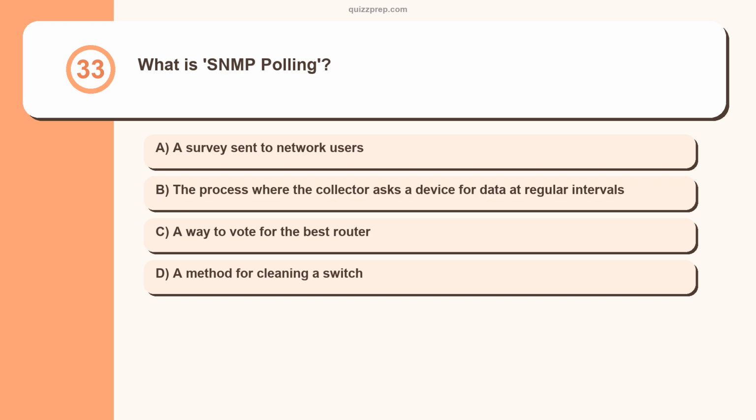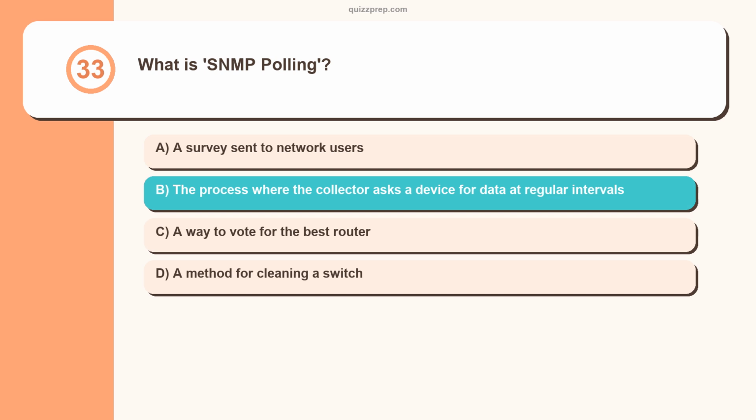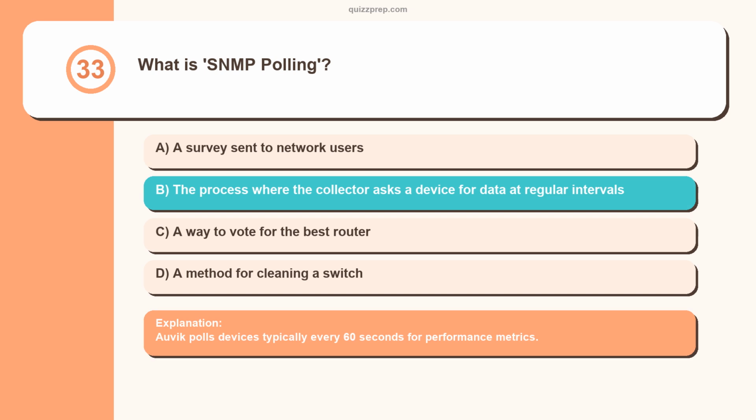Question 33. What is SNMP polling? A survey sent to network users. The process where the collector asks a device for data at regular intervals. A way to vote for the best router. A method for cleaning a switch. Auvik polls devices typically every 60 seconds for performance metrics.